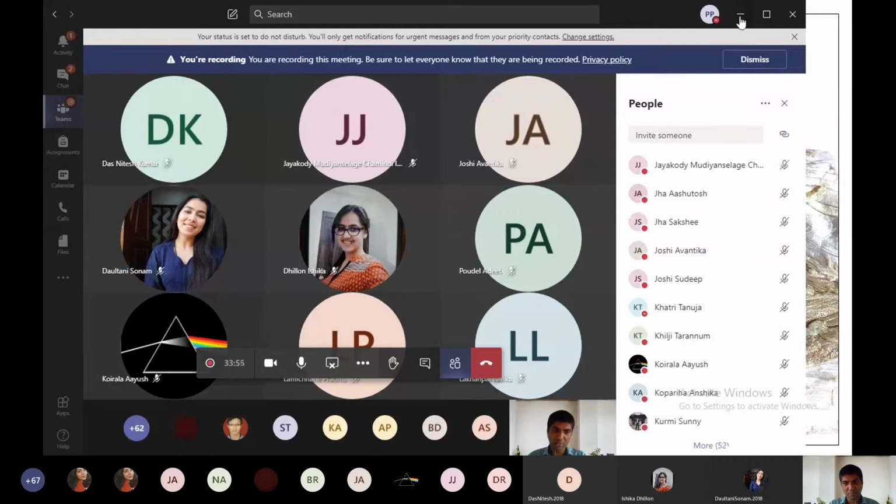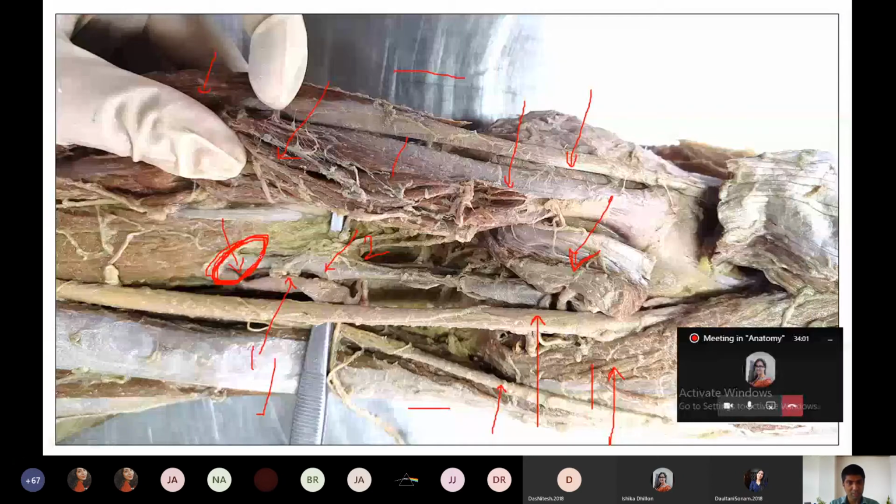Sudeep Joshi, are you there? Yes, sir. Would you please tell what is this encircled area, Sudeep? You can try. You can try, man. You tell wrong also, no problem. Here we are for learning. Adductor hiatus. Good. Adductor hiatus. Excellent answer. This one is the adductor hiatus.